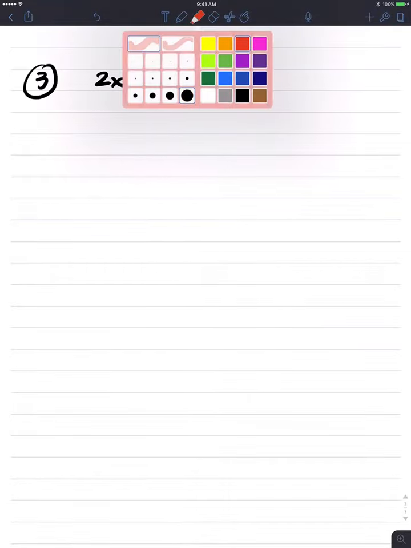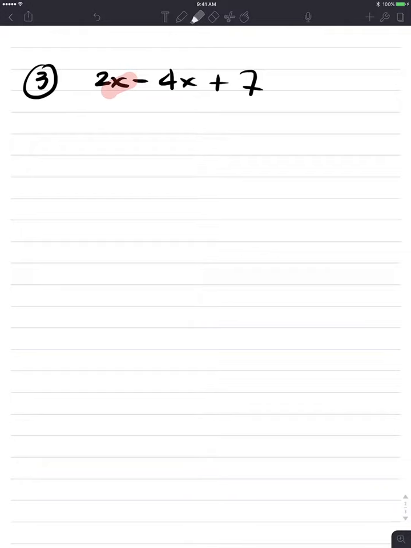Number 3. 2x minus 4x plus 7. The terms that are exactly alike are the x terms. So what we're going to do is we're going to combine, or we're going to subtract here, this 2x and a 4x. This 7 is a different type of term.